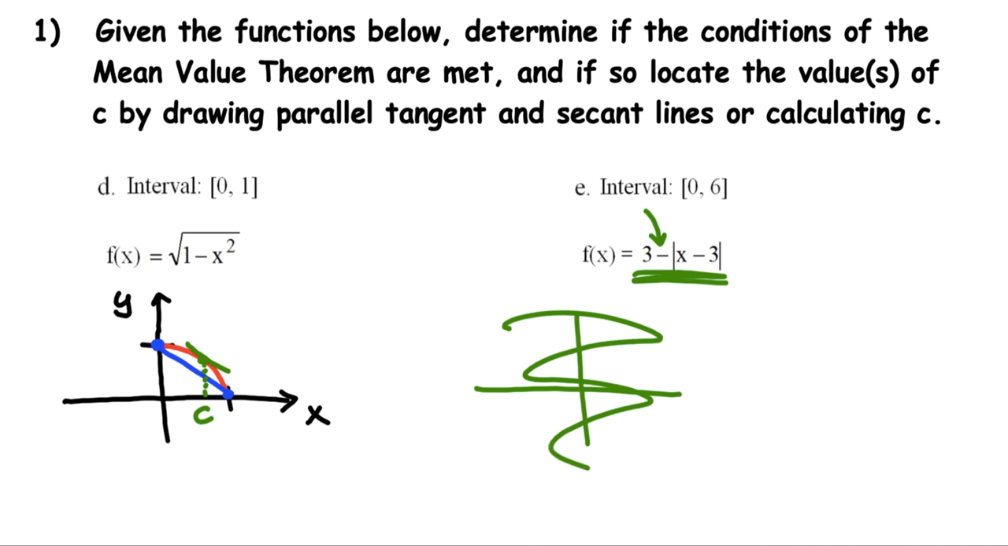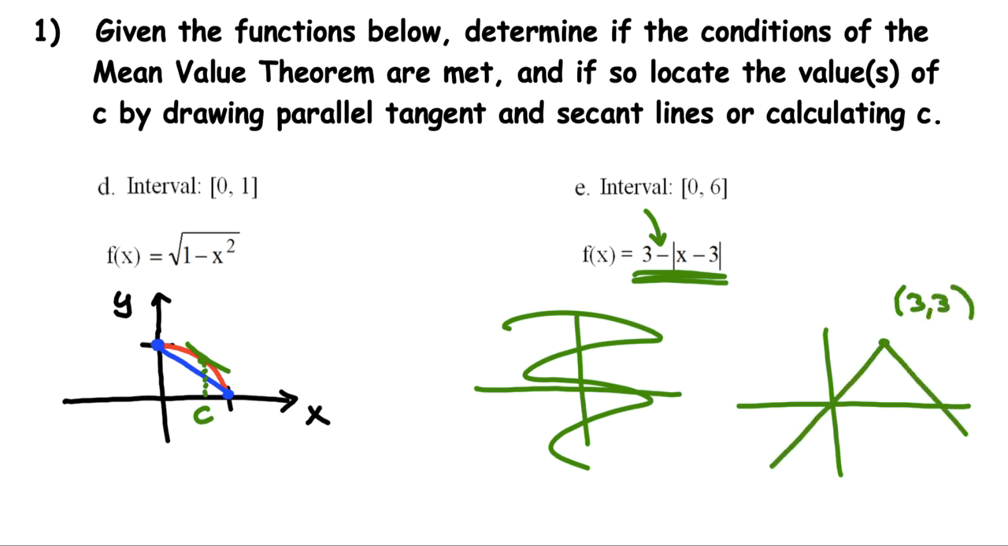The mean value theorem doesn't apply because there is going to be a corner at x equals 3. In fact, if I did graph it, the vertex here would be at (3, 3), right here, and the graph would open downward. But since there's no derivative here, since it's not differentiable, and you have a corner smack dab in the middle of the interval, the mean value theorem simply does not apply. All right, so that's example number 1.